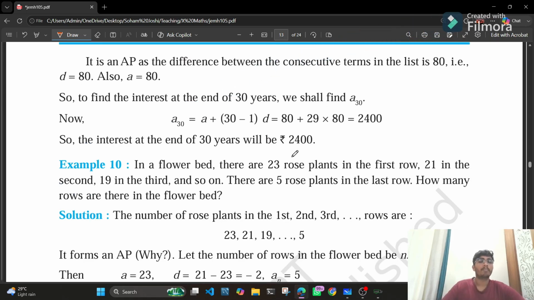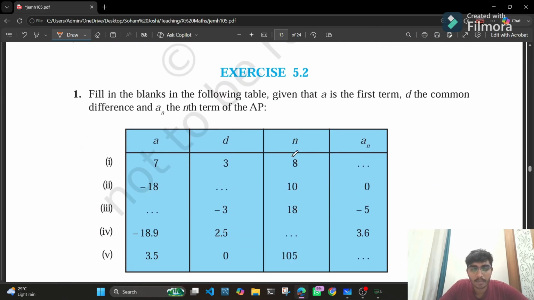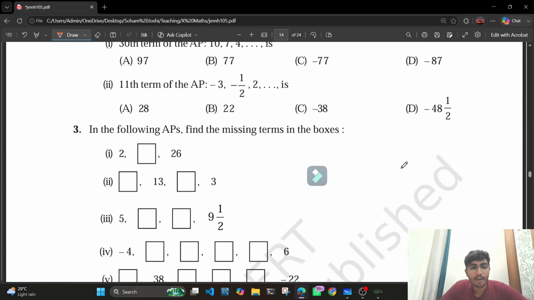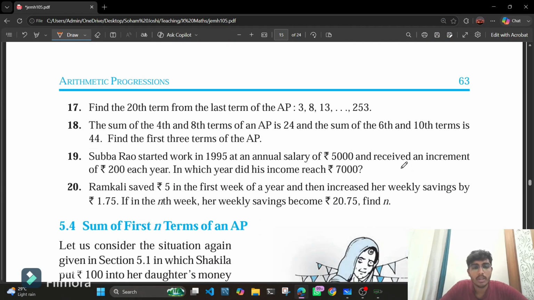I think that's enough of the examples. The rest of the examples you can do on your own. Next up we have exercise 5.2. Again, you can solve it on your own.